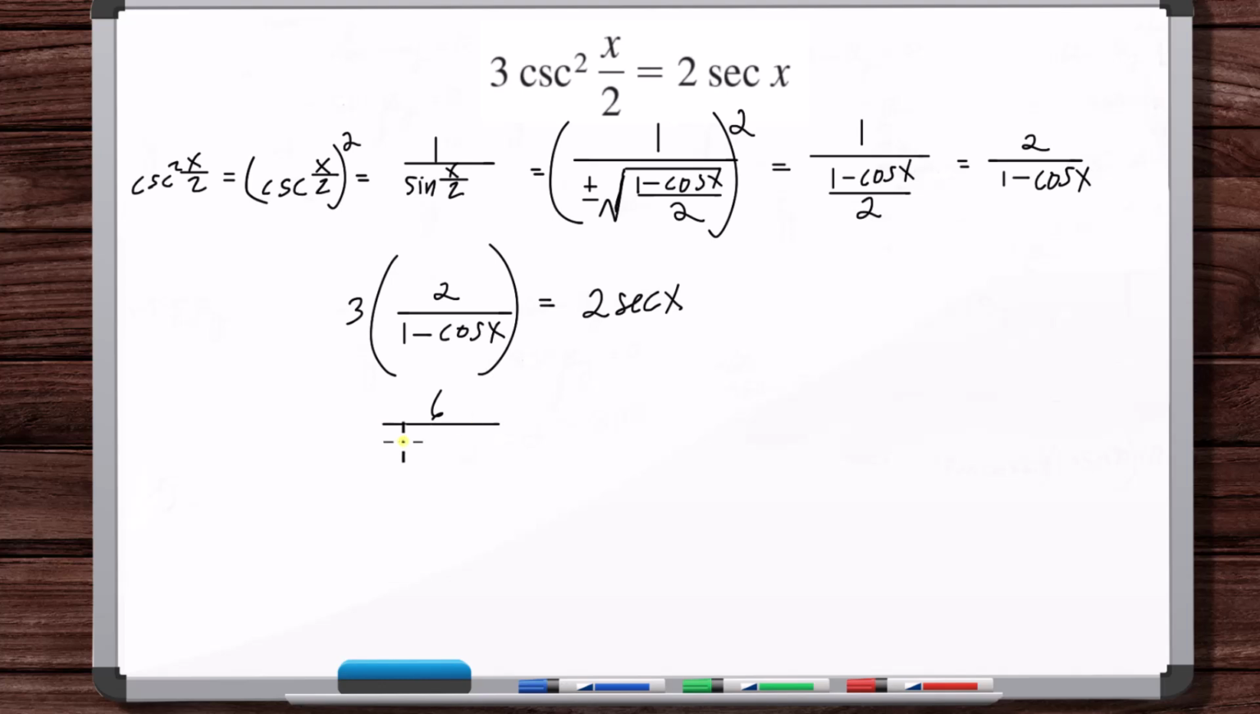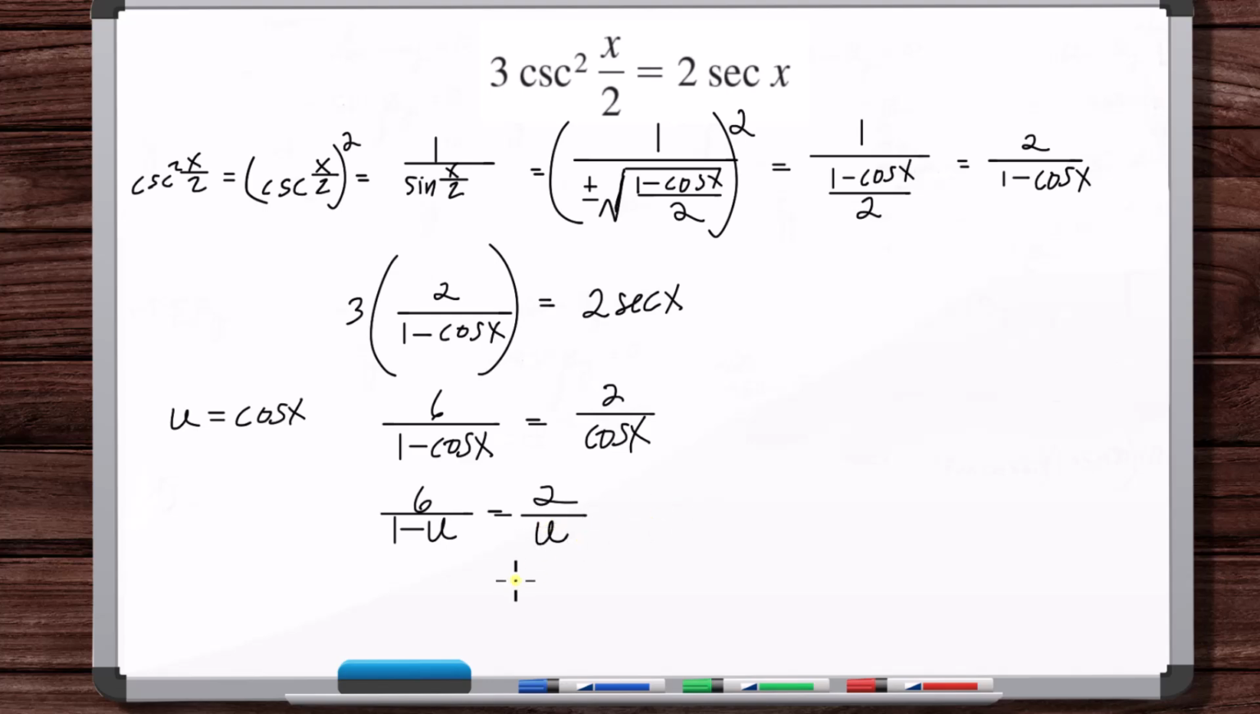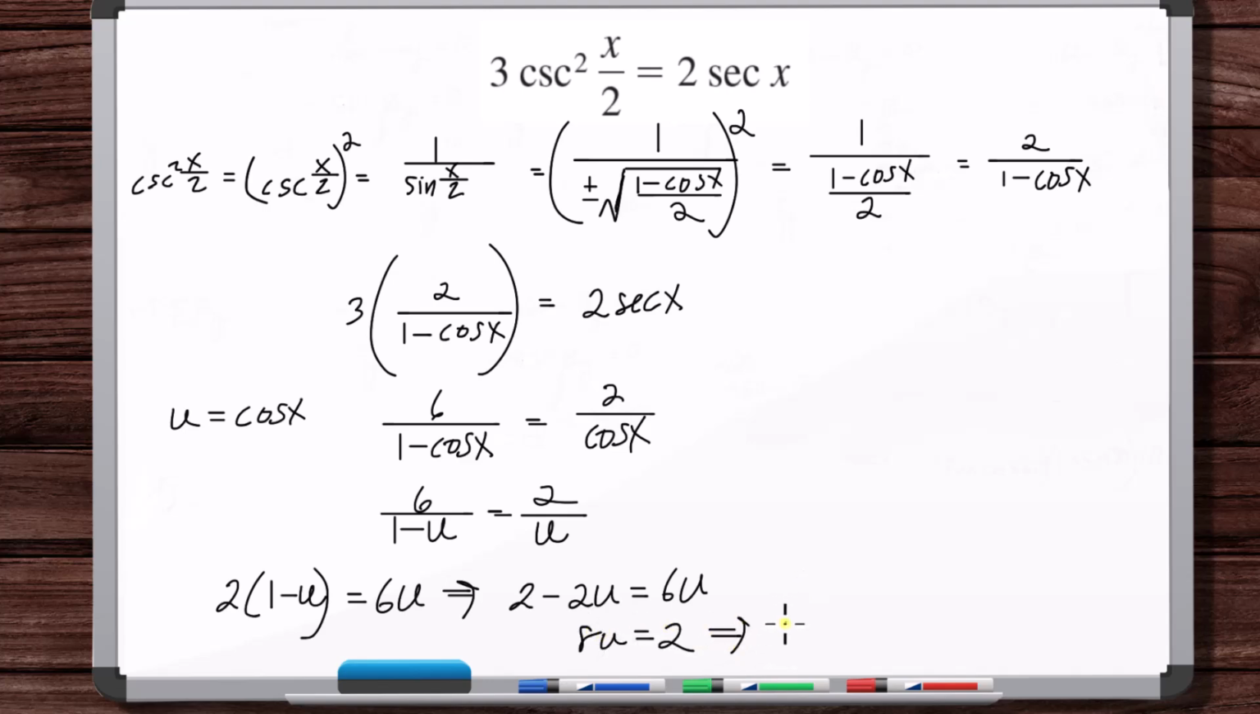Okay, so 6 over, now what is secant? That's 1 over cosine. And there we go. So now we can say that u is cosine x. So now we've got this rational equation here. So 2 times 1 minus u. Okay. So 2 minus 2u is equal to 6u. So 8u is equal to 2. U is equal to 1/4.